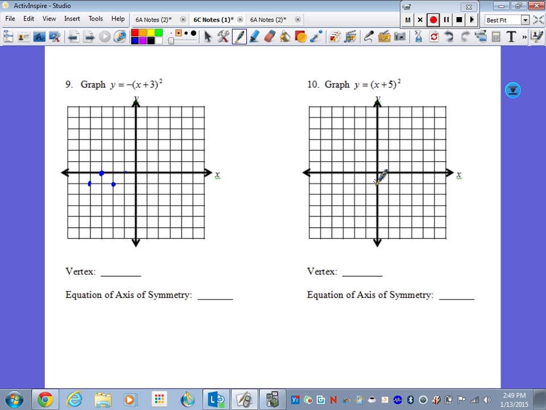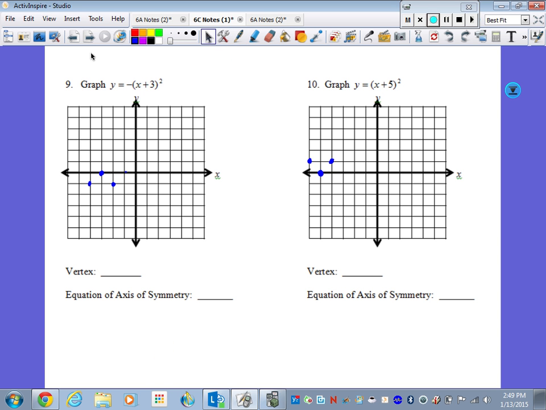Now this one, it's still going to open up, but I want to shift it left 5. 1, 2, 3, 4, 5. So here and here. And that's what it looks like when you shift it there. Okay. So again, your vertex here is negative 5, 0, and then x equals negative 5. Here it's negative 3, 0, and x equals negative 3, because again, I'm not shifting up or down because I'm not changing x squared, I changed x. Okay?